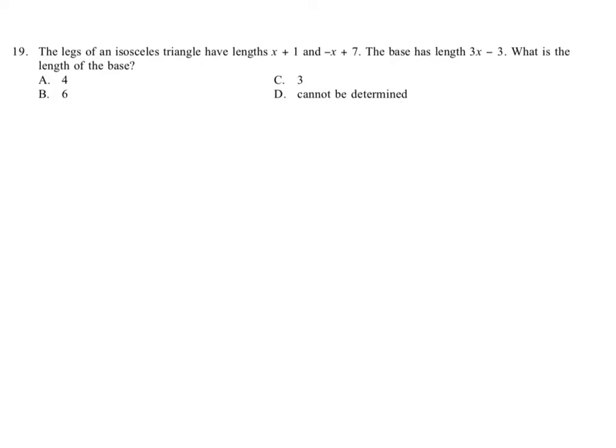So if they say the legs have lengths of x plus 1 and negative x plus 7, those variable expressions need to be equal to each other because they describe the lengths and the lengths are equal. Okay? So the base has the length of this, and what is the length of the base? In order to figure that out, we need to know what x is.